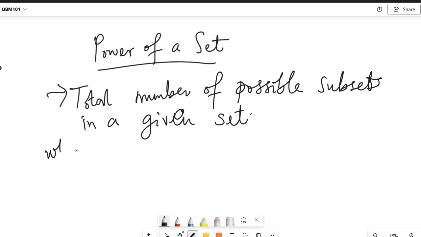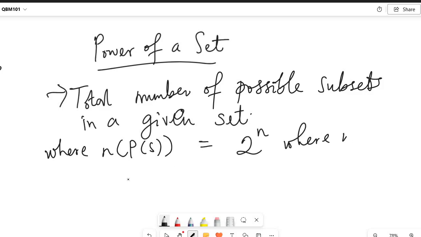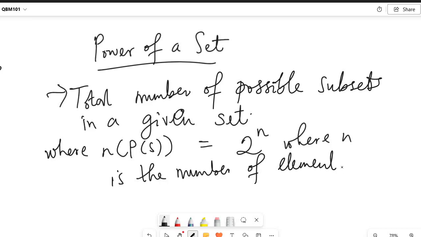Okay, so the cardinality of the power set is given by the equation 2 raised to the power n, where n is the number of elements in the set, or the cardinality of the set. So let's look at this very quickly.